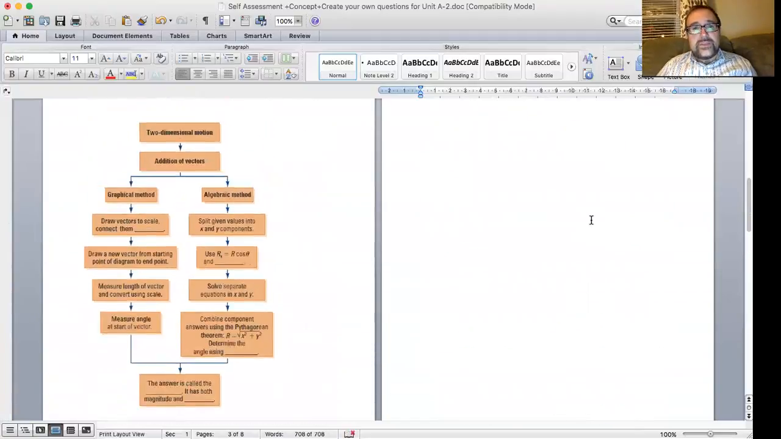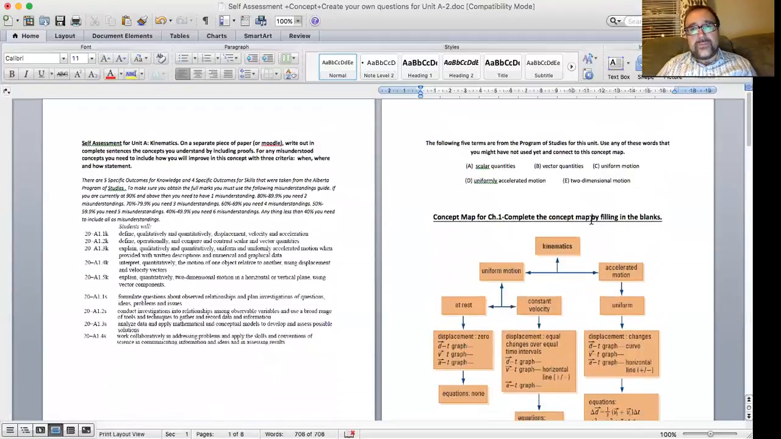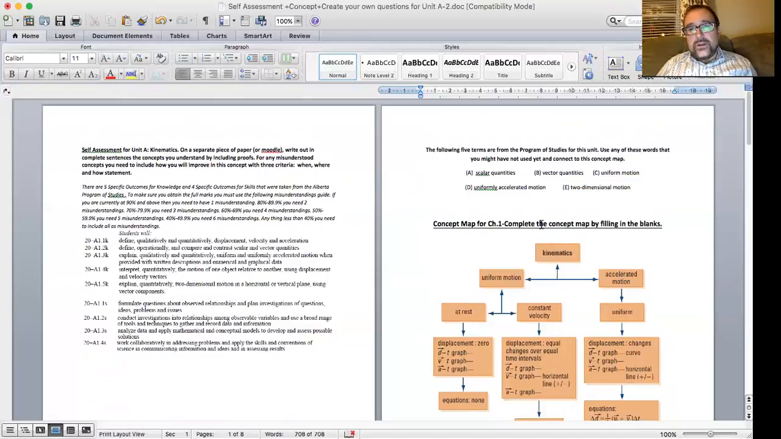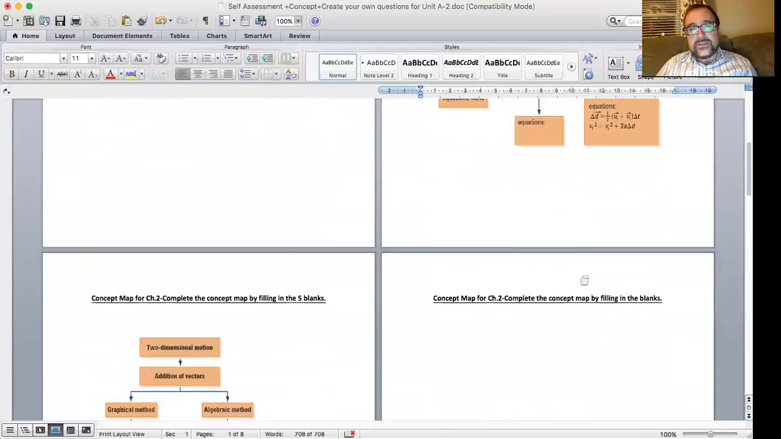The next piece of information you need to do is a concept map. So these 5 pieces of concepts are from the program of studies, and you will realize one of them is not on any of the concept maps. It could be scalar quantities, could be vector quantities, two-dimensional motion, and so forth. So one of those, or maybe many of them, have to be placed on one of these concept maps. Second, there's many blanks throughout this concept map. So it says right here, complete the concept map by filling in the blanks. So your goal is actually complete that by filling in the blanks.